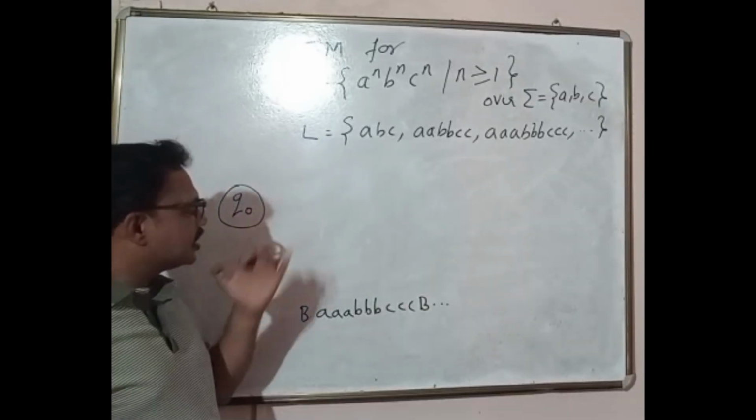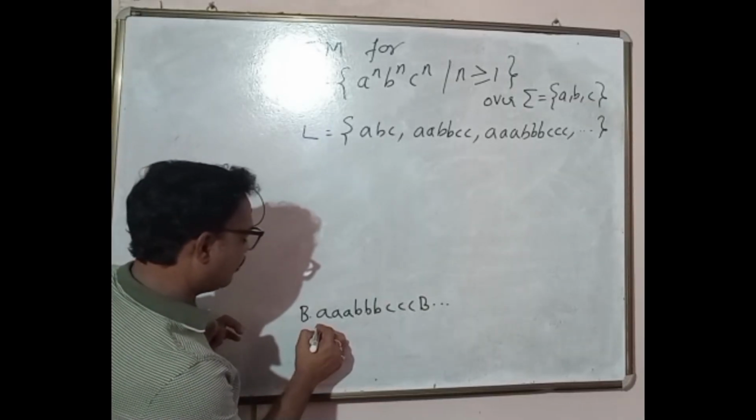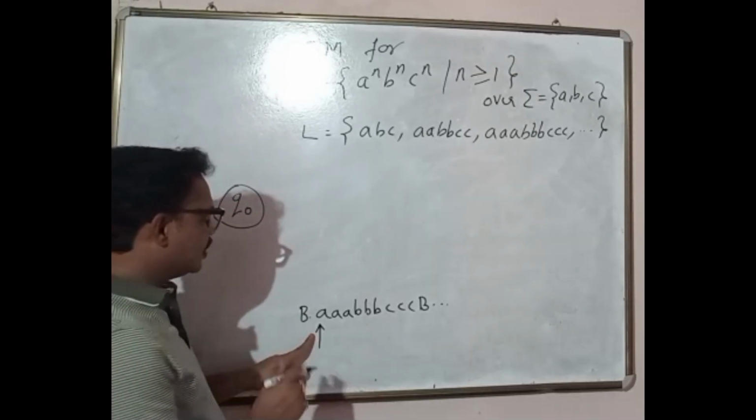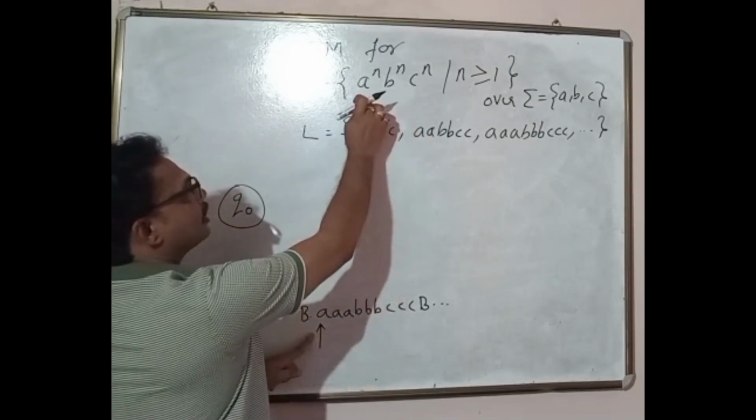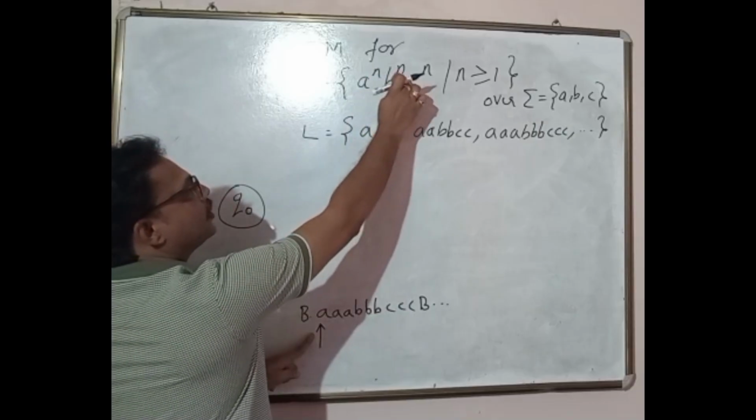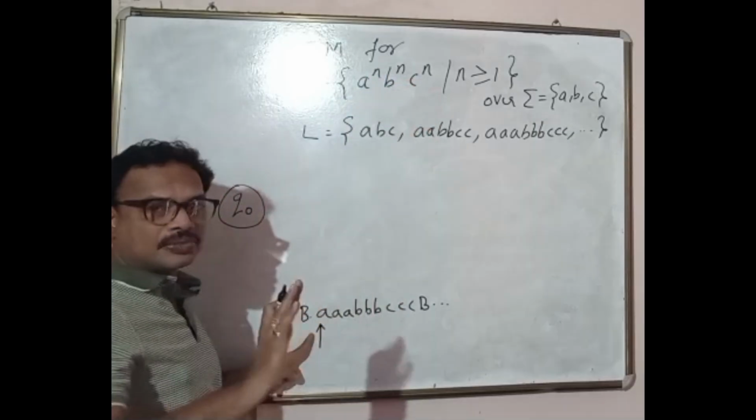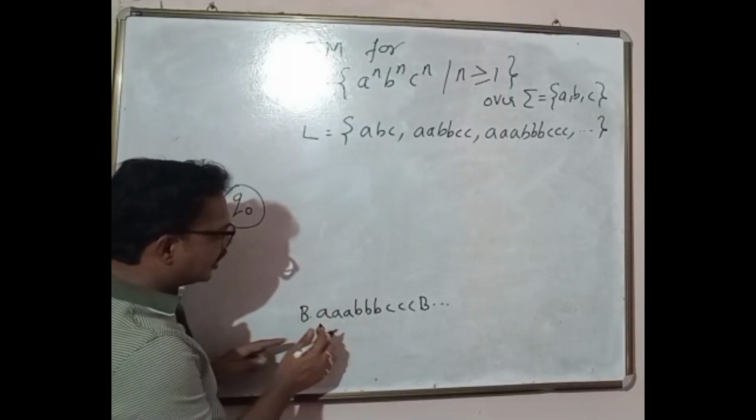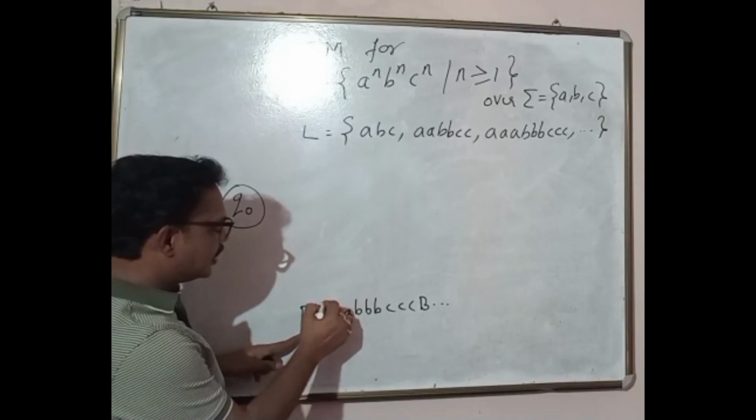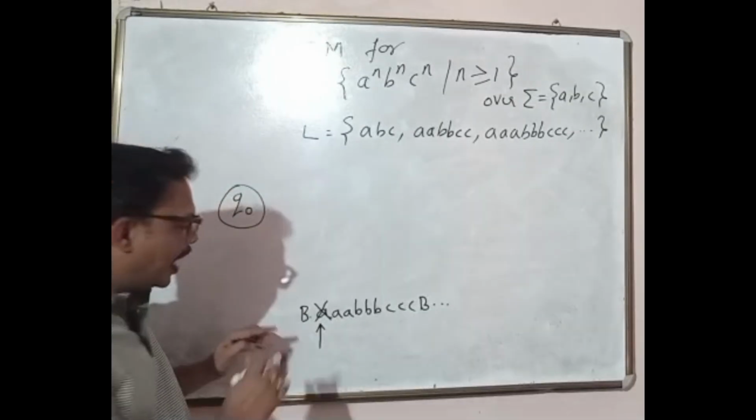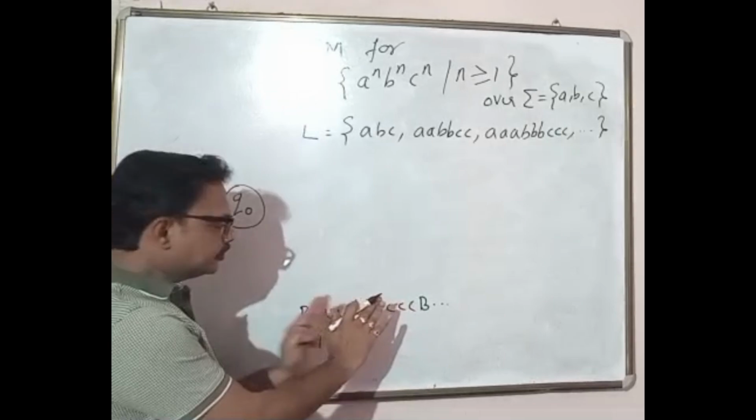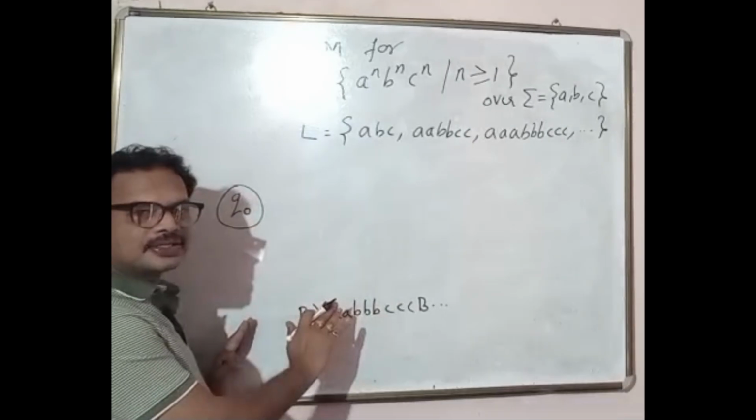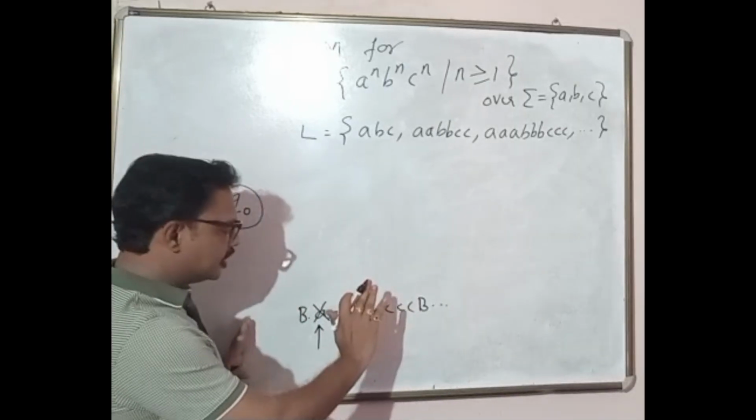Now the logic is this. The tape head starts from the first symbol. There is a pattern here, A to the power n, B to the power n, C to the power n, so we are not supposed to alter the pattern. Whenever the Turing machine encounters A, it overwrites that cell by X and moves to the right. While moving right, whatever number of A's it gets, no issues, let us ignore them.